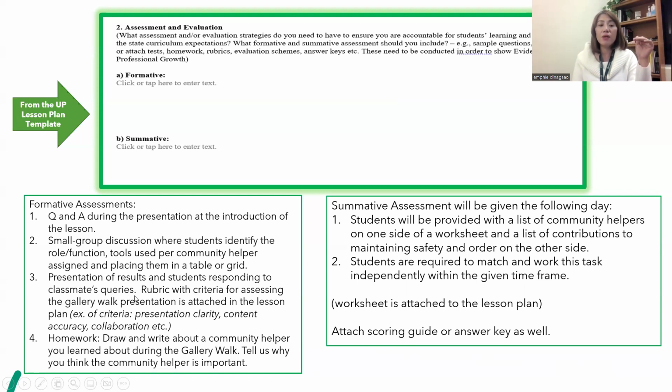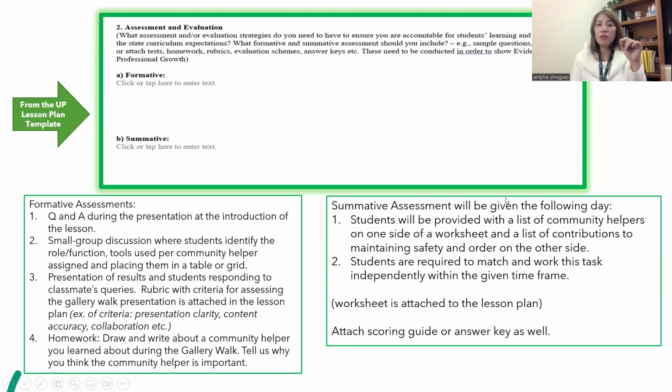Remember the gallery walk? I will also put there that the rubric with criteria for assessing the gallery walk presentation is attached in the lesson plan. You have to tell me how you're going to rate the students. You don't just look at them and say, okay, that's 15 points. There should be criteria. And then part of my formative assessments would be homework. So I'm going to put there what exactly is the homework.